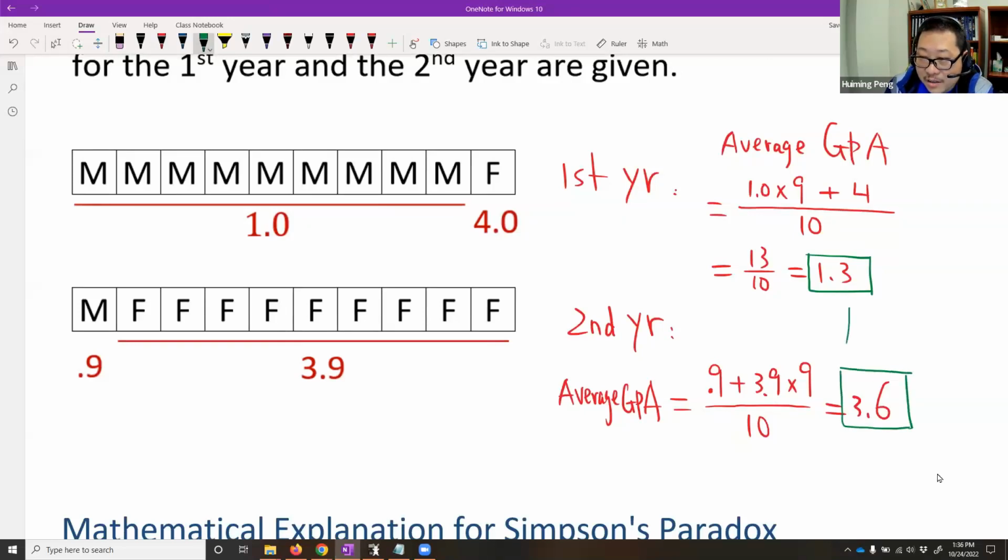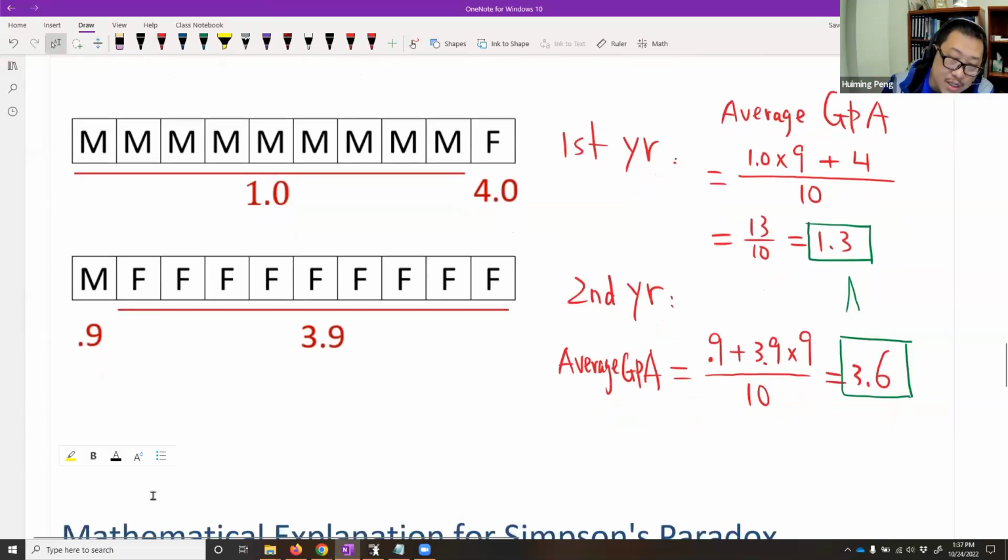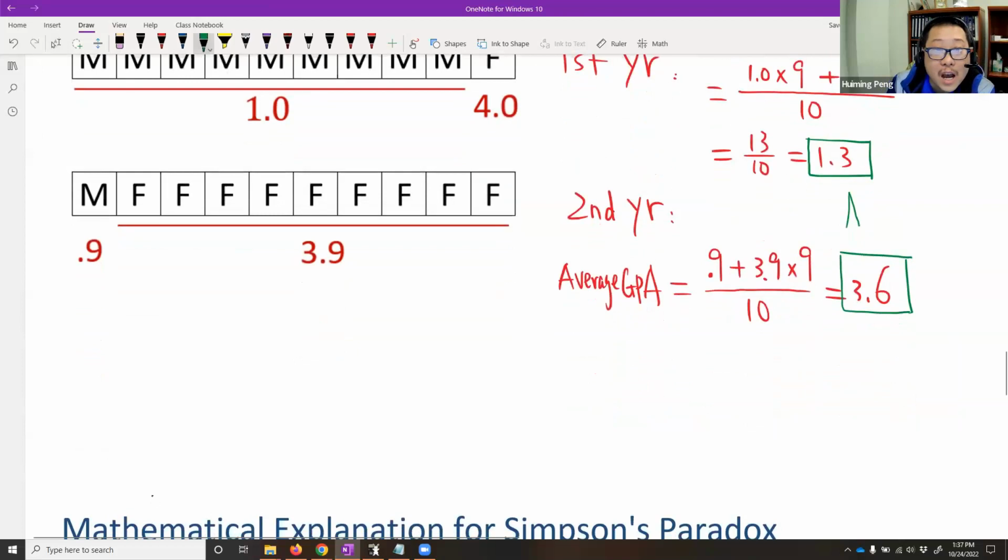See, 3.6 is much bigger than 1.3, right? So therefore, the second year is better. Is that okay? So the conclusion is easy to make. So now we can make a conclusion.